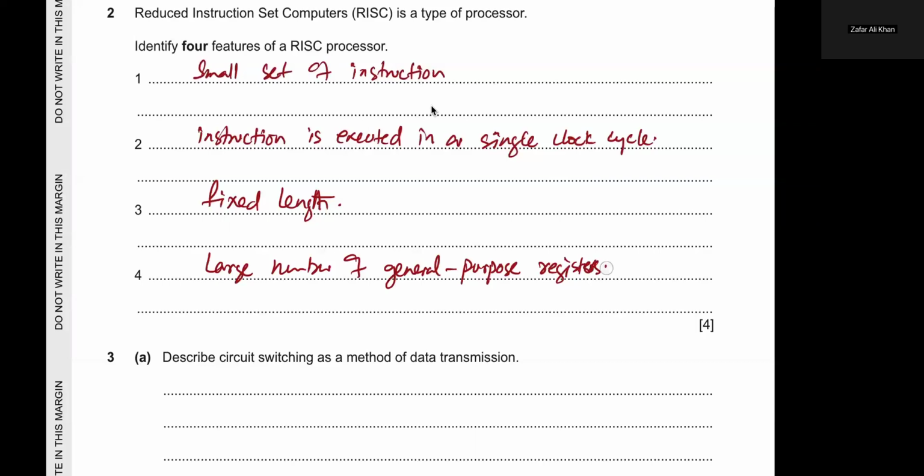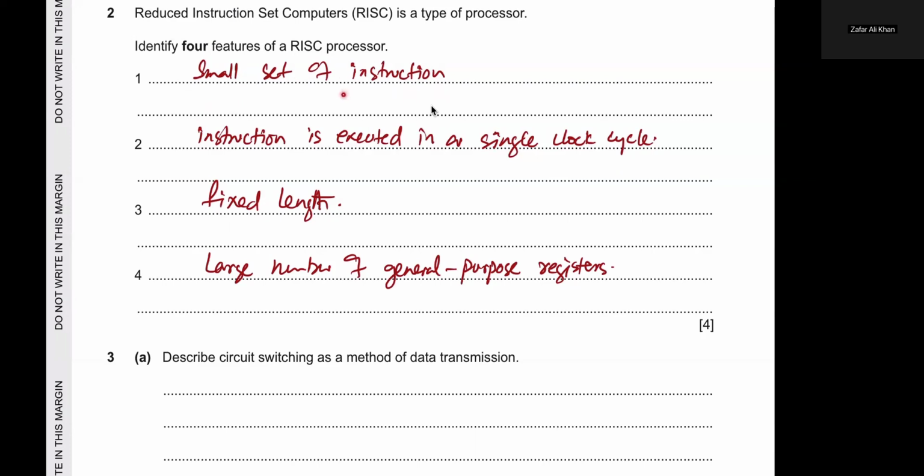So to recap the four features: fewer instruction formats, predominantly single cycle execution, fixed length instructions, and a large register file. All these contribute to the speed and simplicity of RISC. Exactly. The underlying philosophy is that by keeping the hardware simple and fast, any complex operations can be handled by the software through sequences of these simpler instructions.